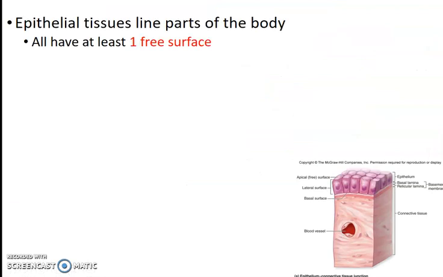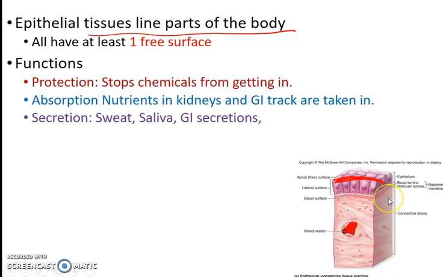So, epithelial tissues. Epithelial tissues are going to line parts of the body. So they have at least one free surface. This is the free surface. This is the free surface. Down here, there's no free surface. That's not an epithelial tissue. Epithelial tissue has to have a free surface. And it has 3 functions.